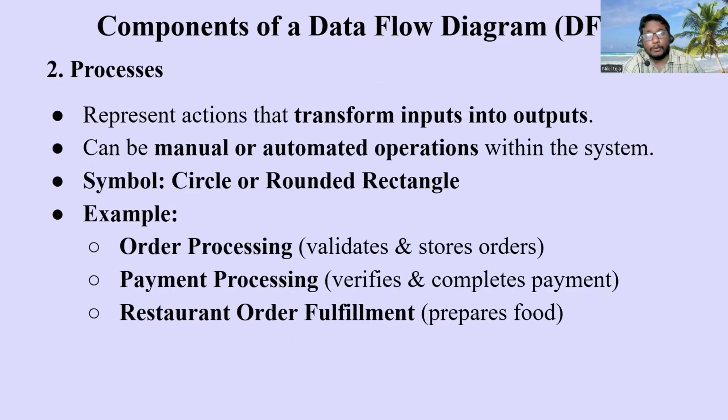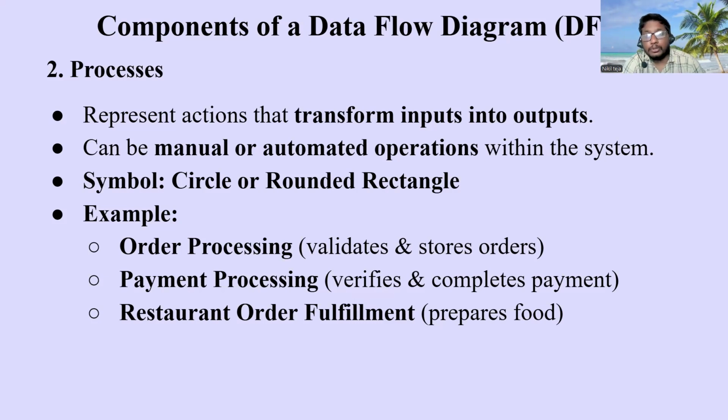Next is processes. Processes represent actions that transform inputs into outputs, right? I am giving some input, and the system will be processing my input and transforming it into output. If I am inputting something to the system, it will be giving some outputs. That is nothing but a process. You can simply understand that a process is when we give some input to the system, and it gives some output to us.